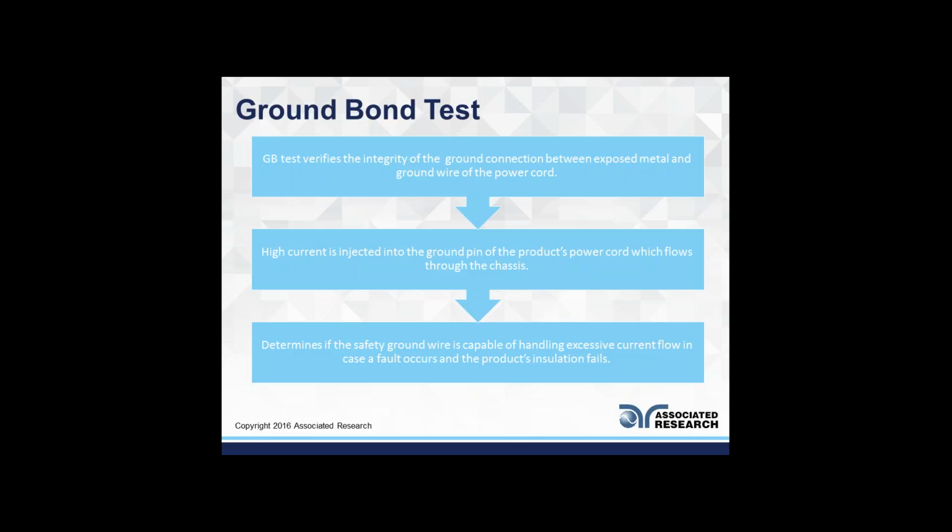We look at ground bond test. It's also considered a ground continuity test. So when you're performing a ground bond test, inherently you're also checking for continuity, because when you're running that much current through the ground wire of your product, you're automatically performing a ground continuity test.